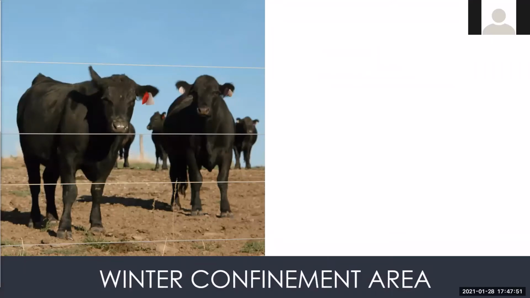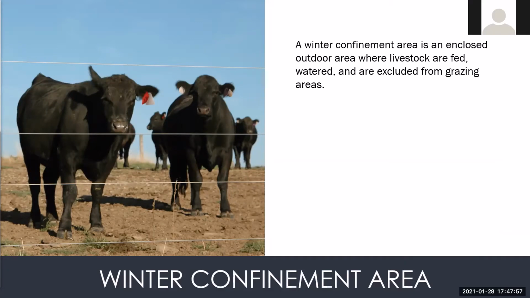So the first step is always going to be developing a winter confinement area. So a winter confinement area is an enclosed outdoor area where livestock are fed, watered, and excluded from grazing areas. There are several types of different ones, depending on maybe the way you use it or how often animals are in there, whether it's full time or it's maybe just for part of the time year round. Depends on how you are using it.